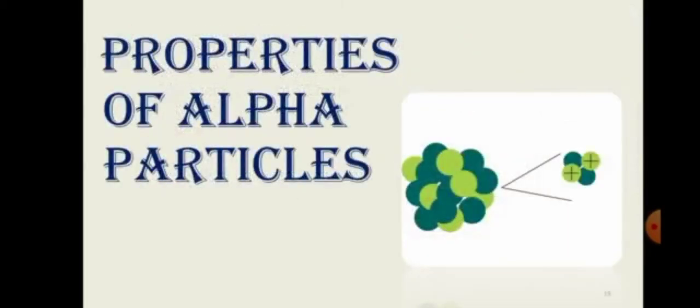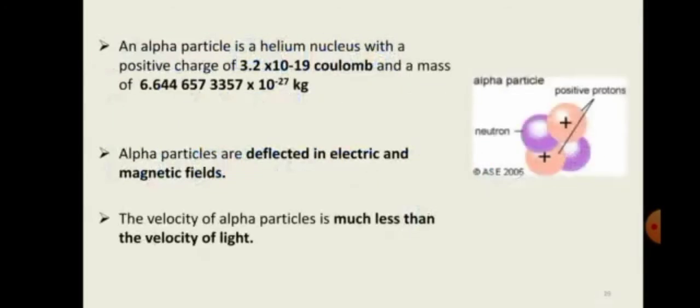Now we are moving to the properties of alpha particles. The first property is that an alpha particle is a helium nucleus with a positive charge of 3.2 × 10^-19 coulomb, which is 2 times that of a proton, and a mass of 6.644 × 10^-27 kg, which is 4 times the mass of a proton.